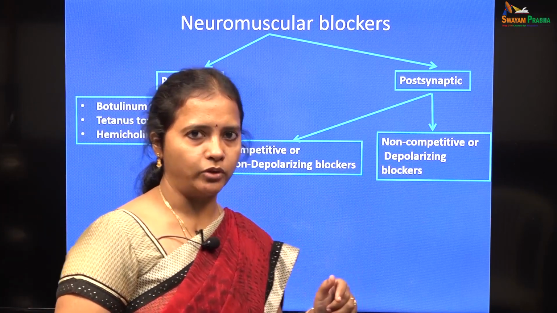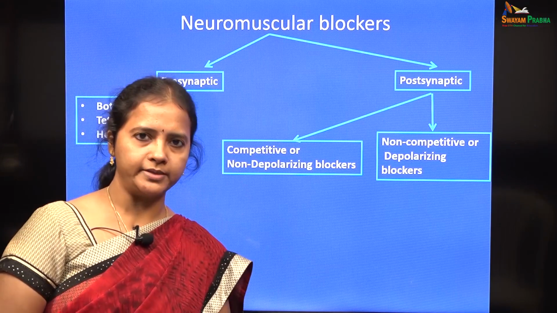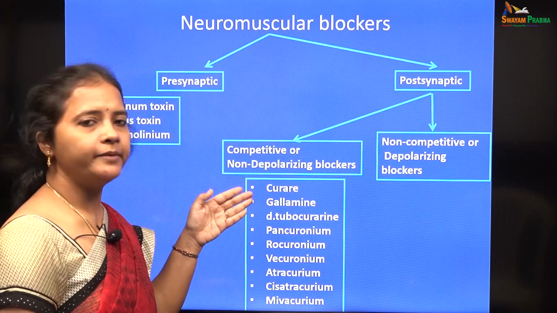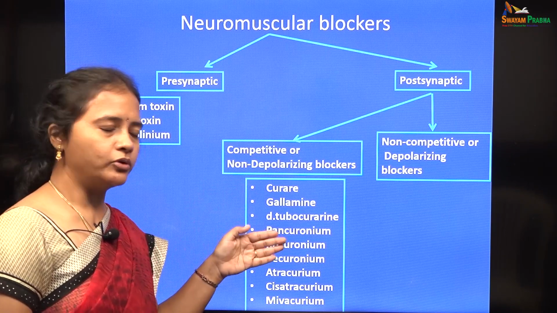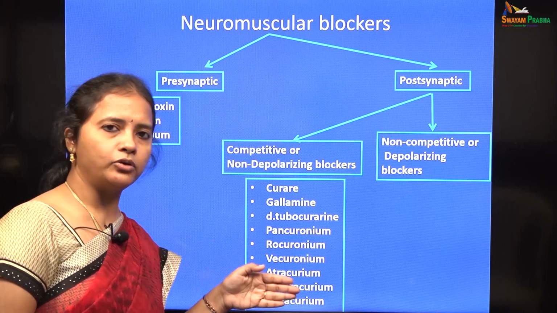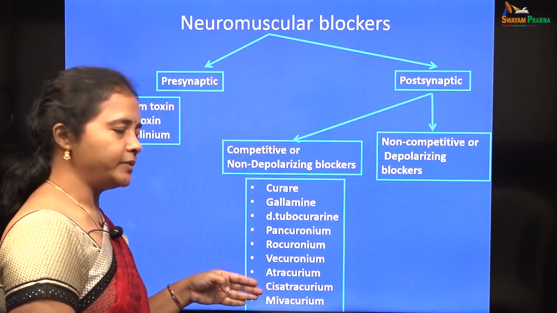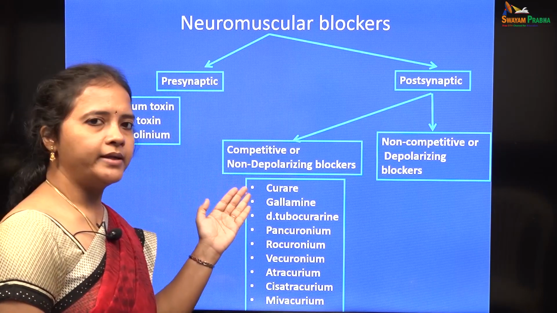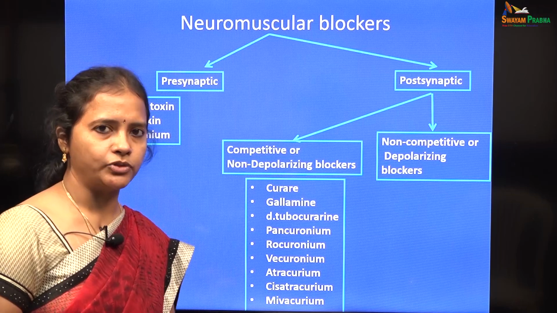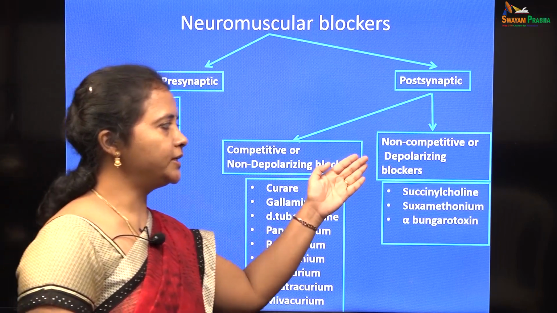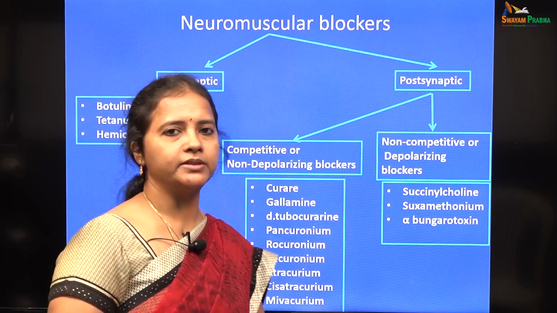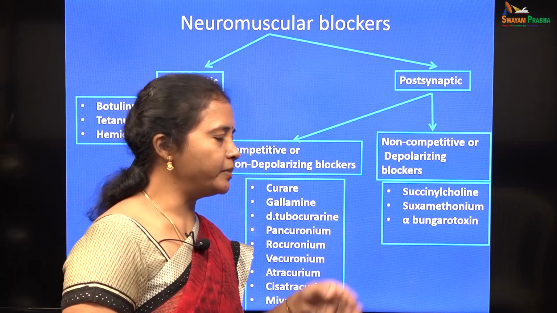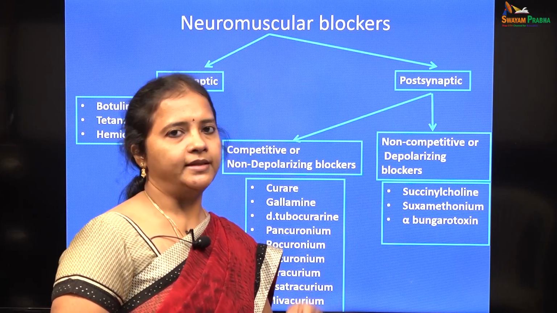non-competitive or depolarizing blockers. Under competitive or non-depolarizing blockers, there is a very commonly known potent poison called curare, and other drugs like gallamine, D-tubocurarine, pancuronium, rocuronium, vecuronium, atracurium, cisatracurium and mivacurium. These are the latest drugs which act as non-depolarizing blockers and can block the transmission of impulses. And another is non-competitive or depolarizing blockers: a very commonly used muscle relaxant called succinylcholine, or suxamethonium, and a toxin called alpha bungarotoxin acts at this level.